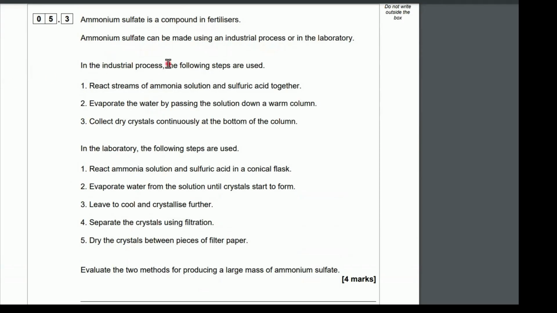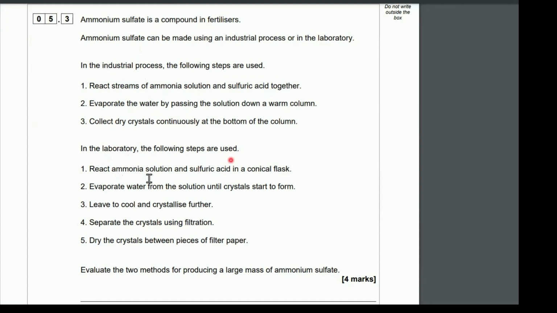So in the industrial process, the following steps are used. React streams of ammonia solution and sulfuric acid together. Evaporate the water by passing the solution down a warm column. Collect dry crystals continuously at the bottom of the column. So industry and lab are 2 different processes. Industry is what big factories do. They can afford to do stuff which is a bit more dangerous.